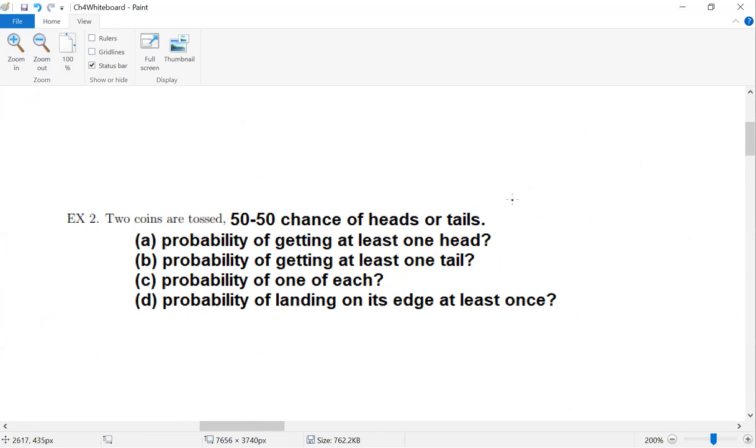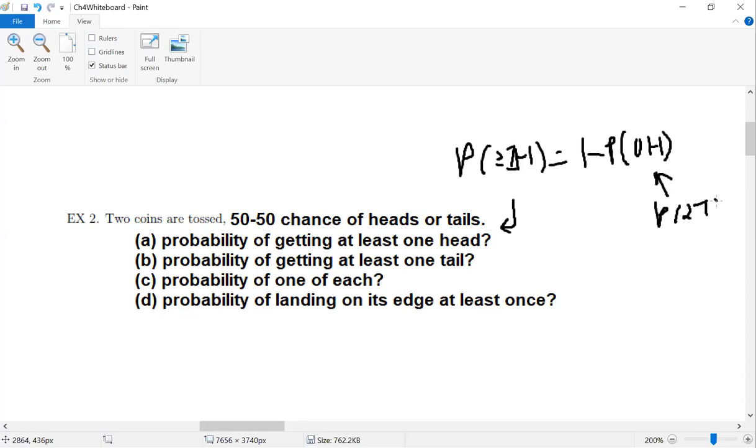So for part A, the probability of getting at least one head, we should need at least one. We can use the complement law here. So the probability of greater than or equal to one head is equal to one minus the probability of no heads. That's the complement law. You notice that makes things easier on us. What is the probability of getting no heads? That is the same as the probability of getting two tails, because if you're getting no heads, you got two tails.